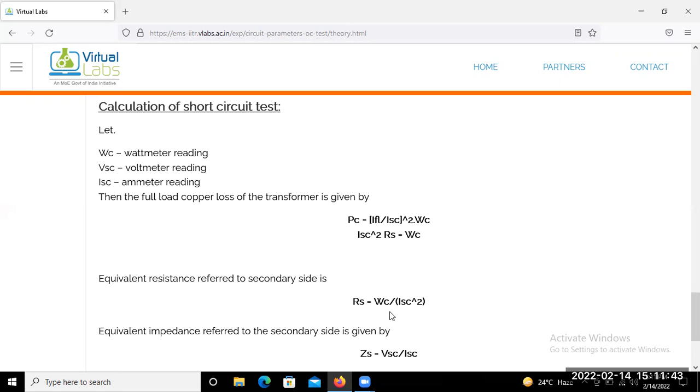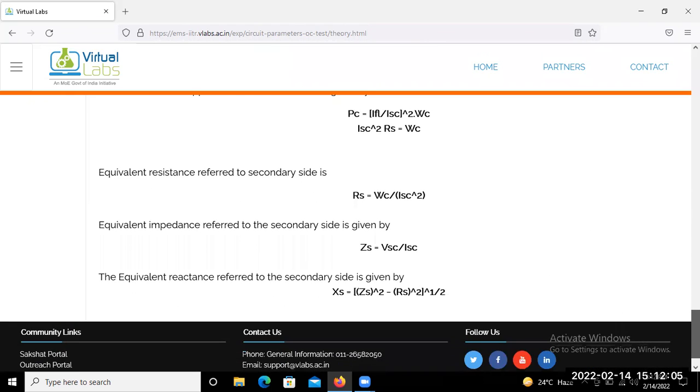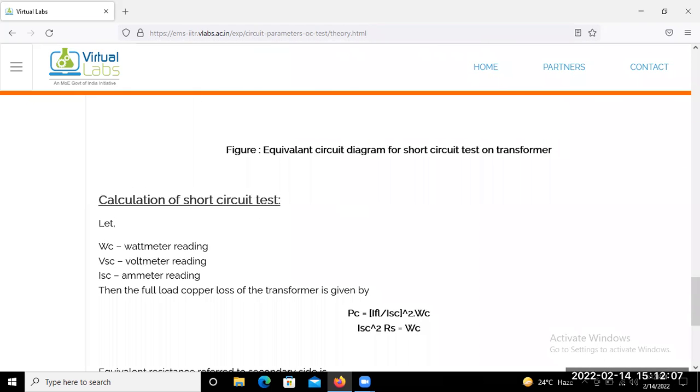So you have to concern how we can perform this test and how we can note down the voltmeter, ammeter, and wattmeter readings, and just put them in the standard formula. So we are able to get the value of resistance and reactance on the high voltage side. So this is all about these two tests of the transformer. Okay. So I think it's clear to all of you.